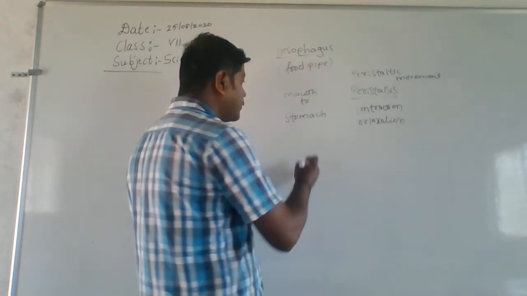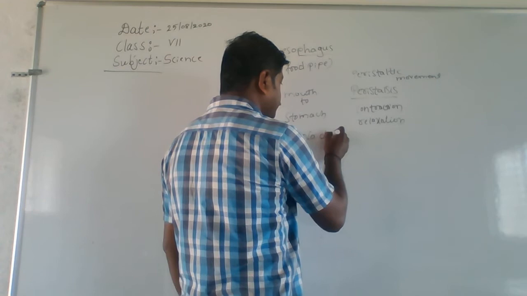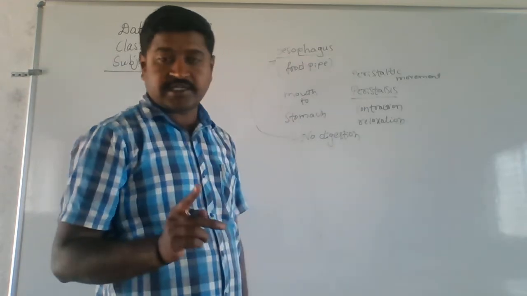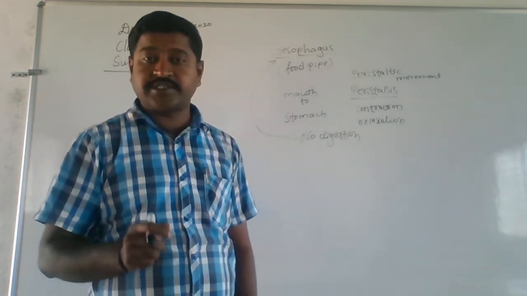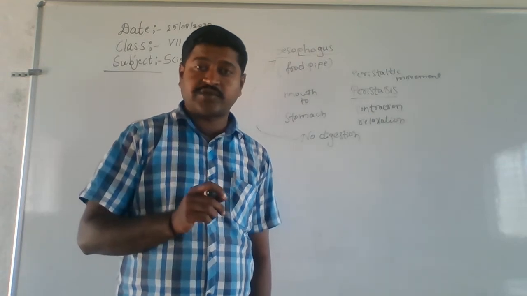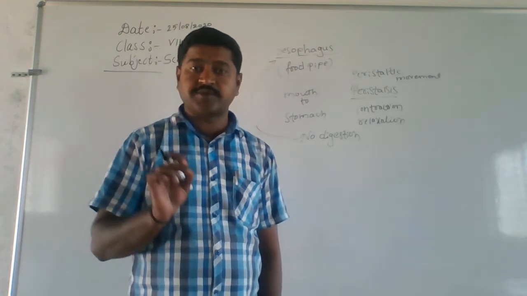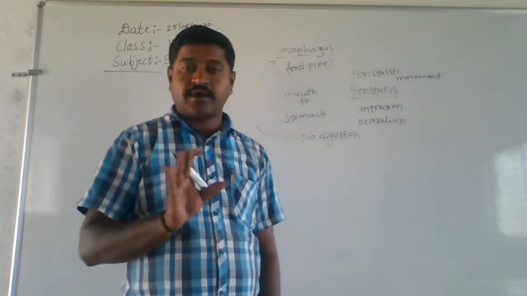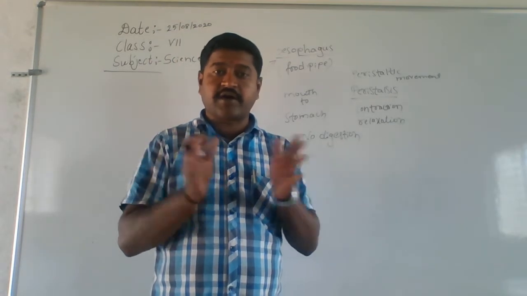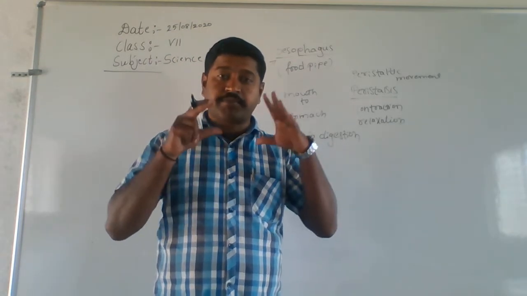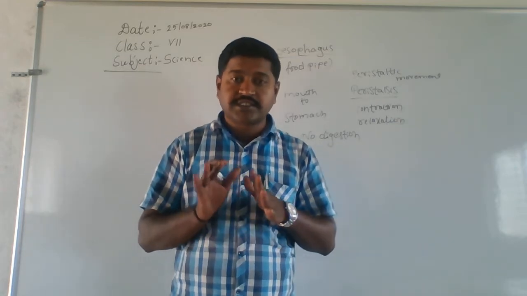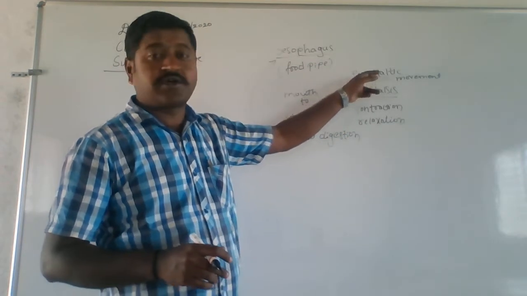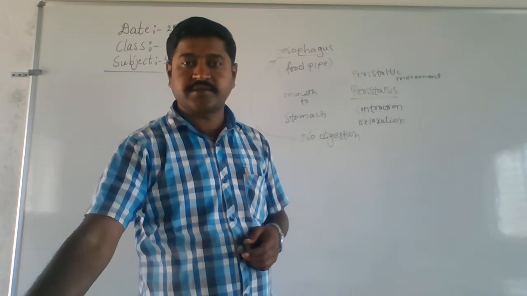And remember, there is no digestion in the esophagus. There is not at all any digestion taking place in this esophagus. What is the esophagus actually doing? It is transporting the food from the mouth to the stomach. That's all. And the walls of this esophagus continuously contract and relax because they are pushing the food downwards to reach the stomach. And this process is known as peristalsis or peristaltic movement. Is this clear, children? Alright.